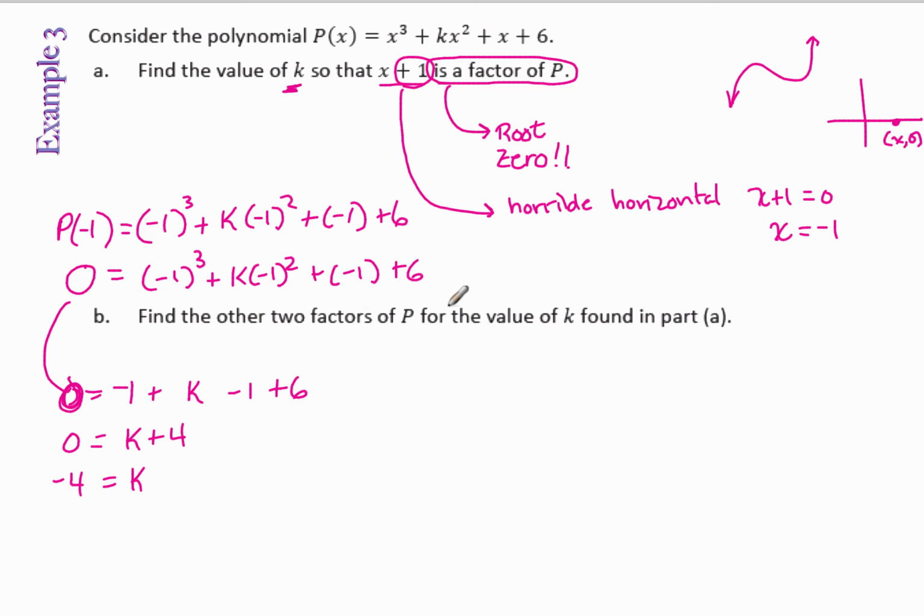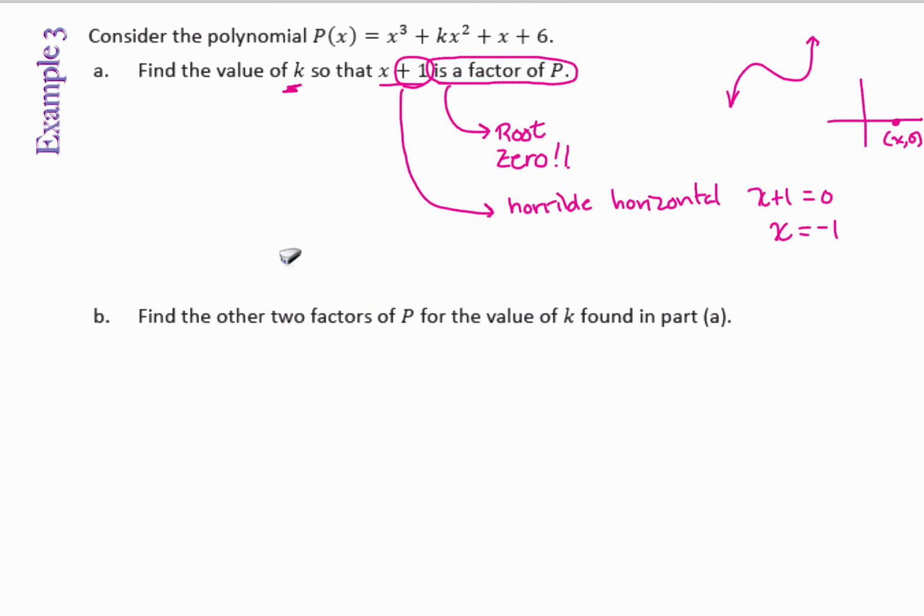Find two factors of p for the value of k found in part A. Huh? All right, so here's the key word: other two factors. That means that this is factorable. So I'm going to clean this page up. And so far, I'm going to concentrate on what I have here. I know that x cubed minus 4x squared, because we just found k to be minus 4, plus x plus 6 is factorable.